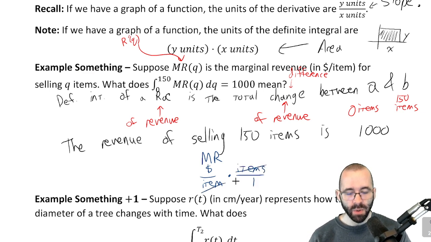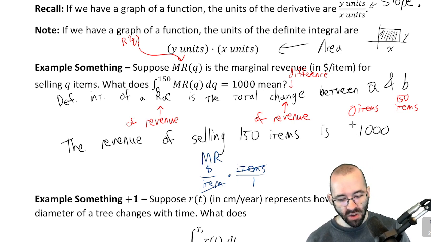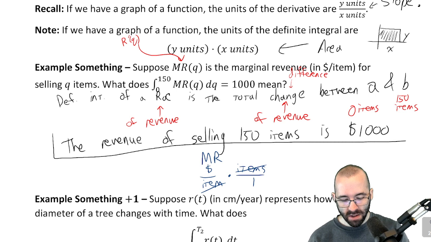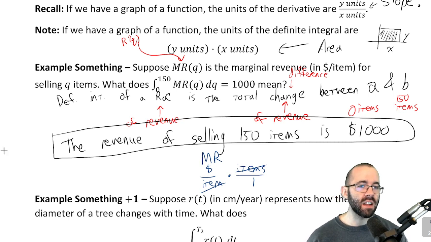When we multiply these, what do we get? Just dollars. So the interpretation here is that the revenue of selling 150 items is $1,000.